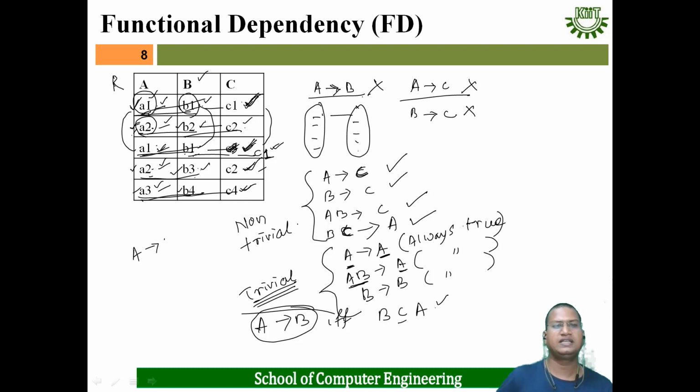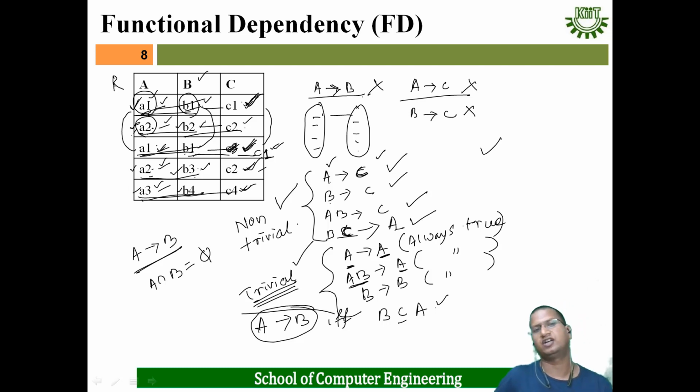What is a non-trivial functional dependency? A determining B is a non-trivial functional dependency if A intersection B is equal to empty set. That means there should not be any common attribute between LHS and RHS. In this case, A determining C, A and C are different. B determining C, B and C are different. AB determining C, AB and C are different. BC determining A, BC and A are different. So we can say these are non-trivial functional dependencies. That means functional dependency can be of two types: trivial functional dependency and non-trivial functional dependency.